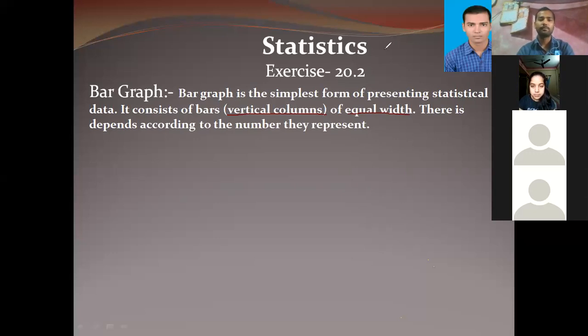bar graph. In the same way, it depends on the number they represent. That means in the first class, in the introduction of statistics, I showed you the number of students in class nursery, KG1, like that. That is considered as the data, or the number of data that the respective class represents. Okay.